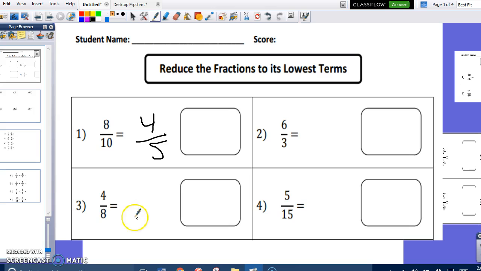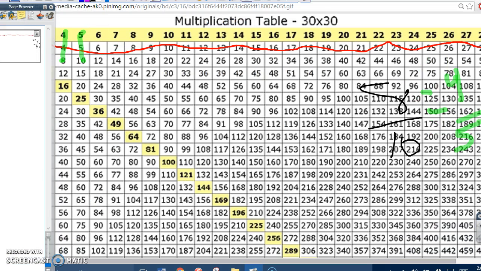So I have 4 over 8. Again, you can use your multiplication table. Remember, this time we're looking for a 4 over 8.